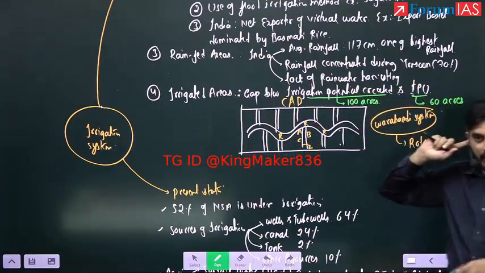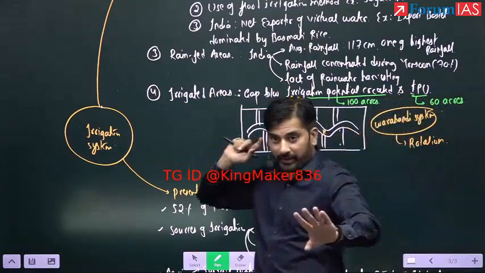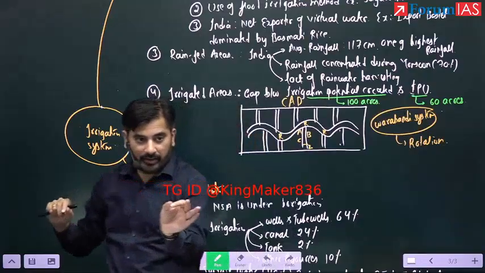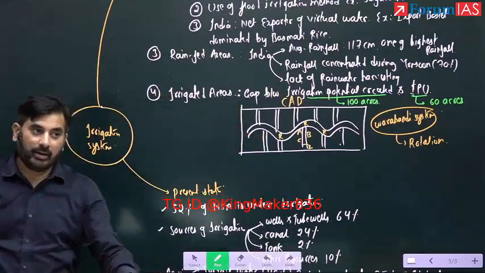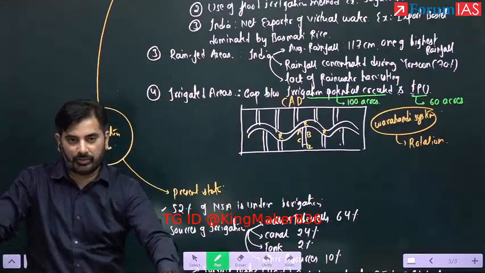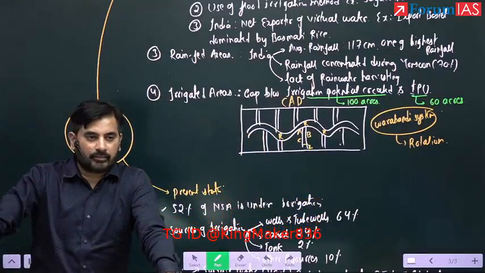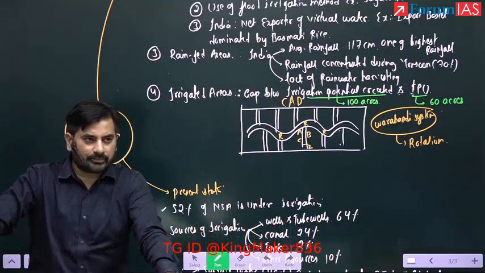Next. In the exam, you don't have so much scope to explain it. You just use this keyword, that is Varabandi system, lack of participatory irrigation management. You can add the rotation system.